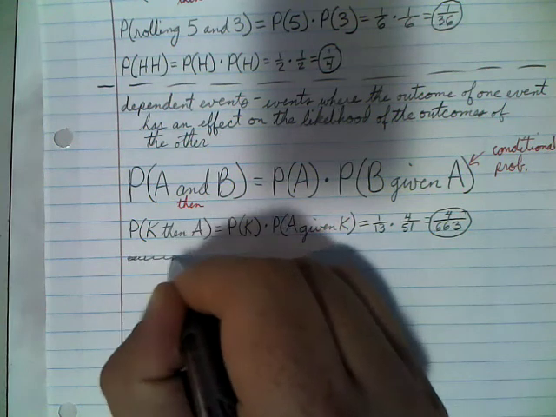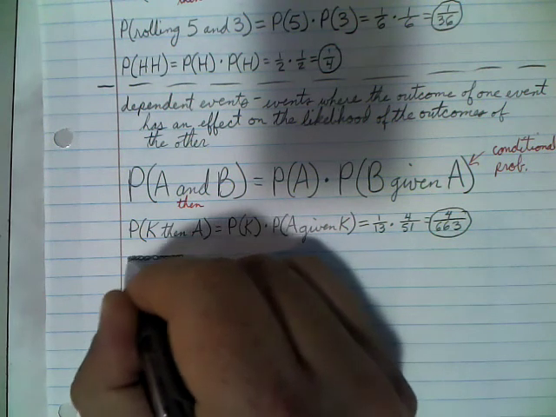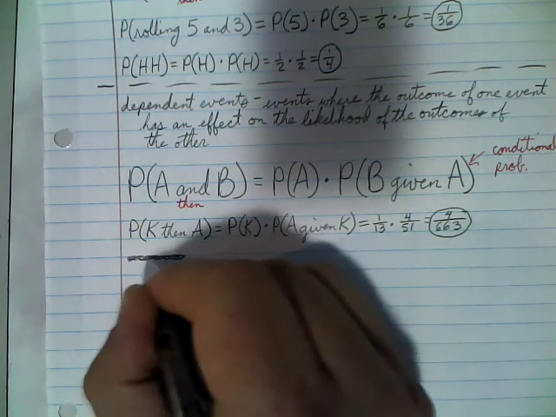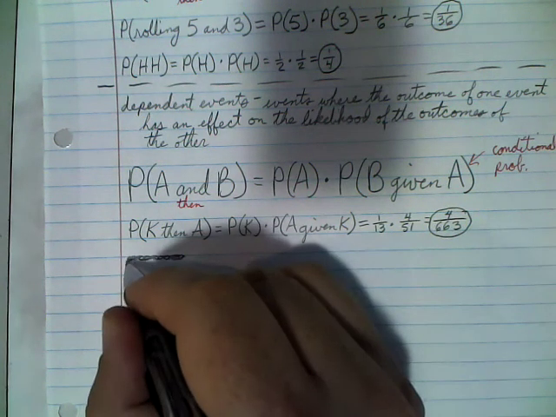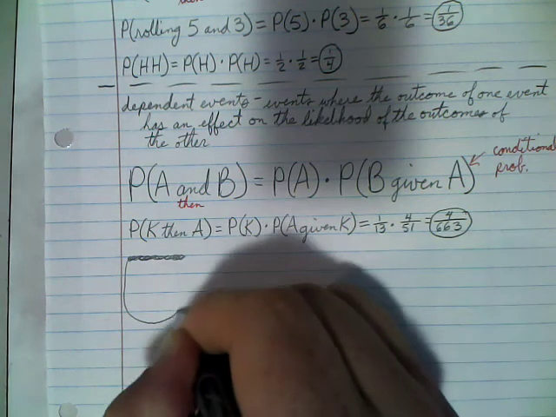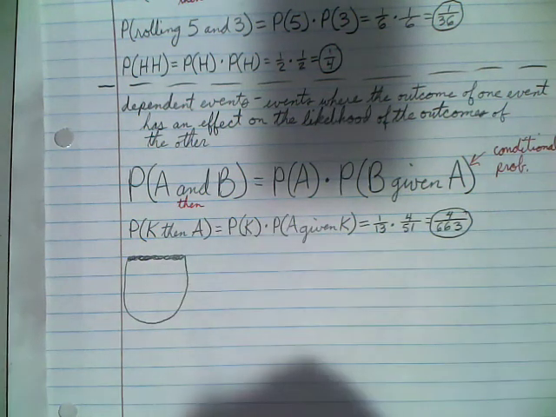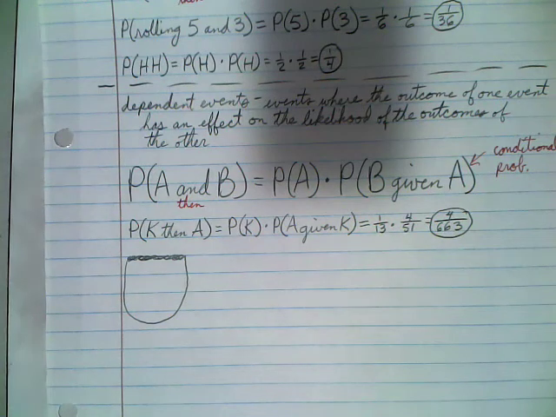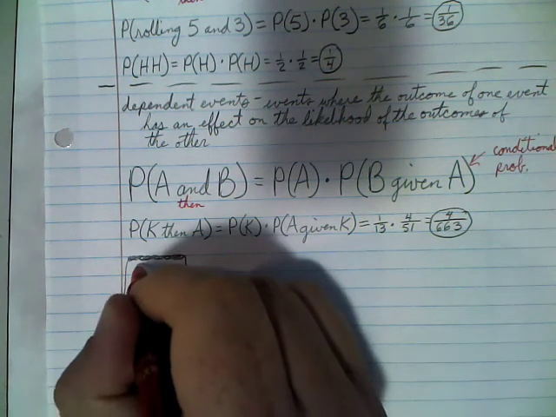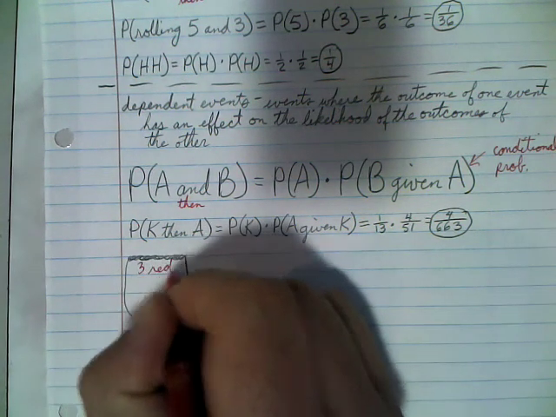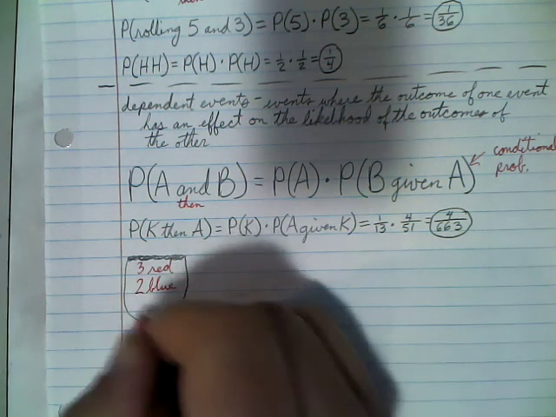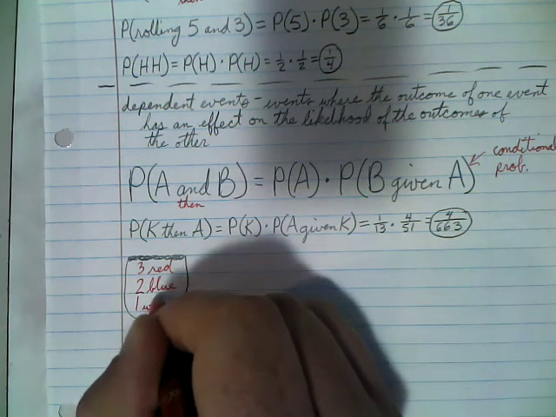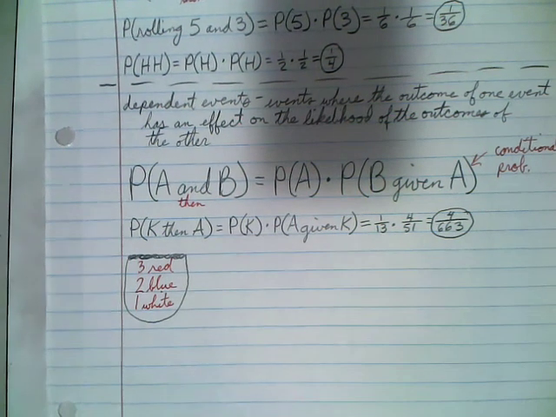So that's going to be the fluff at the top of my bag. It's got kind of a fluffy opening. And then here's my bag itself. And inside my bag, we're going to say there are 3 red marbles. I'm going to say there are 2 blue marbles, and then finally we're going to say there's 1 white marble.